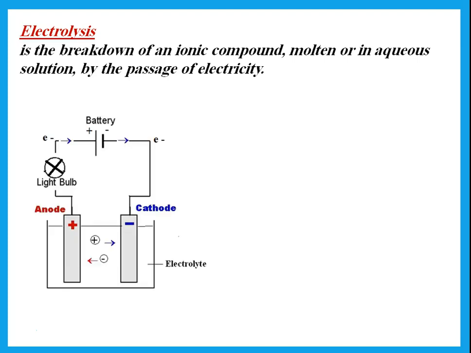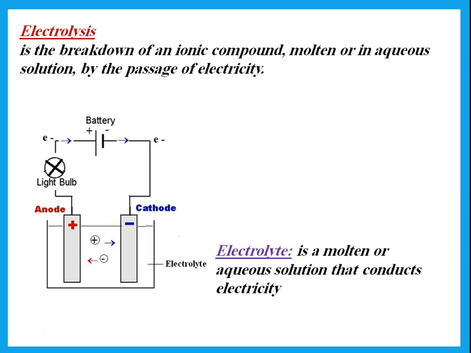So basically what we have is we're going to have something like a beaker or some sort of container, and we're going to put an electrolyte in it. Now, what is the electrolyte? Electrolyte is a molten or aqueous solution that can conduct electricity. So the electrolyte is a solution that conducts electricity. Anything that's liquid that can conduct electricity is called an electrolyte. So that is the liquid that I have in there.